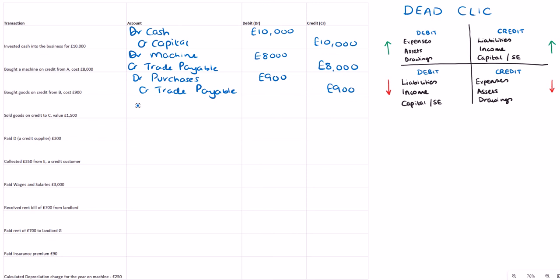Next one, sold goods on credit to C. So if the business has sold goods, that's an income for the business, that's revenue. So I'm going to credit revenue. So remember, we said if we want to increase income, we do a credit. So that's for £1,500. And the fact that the business has sold it on credit to C, that's an asset for the business because C now owes the business. That's a credit customer. So I'm going to debit the trade receivables account. Trade receivables are all the customers that owe the business money.